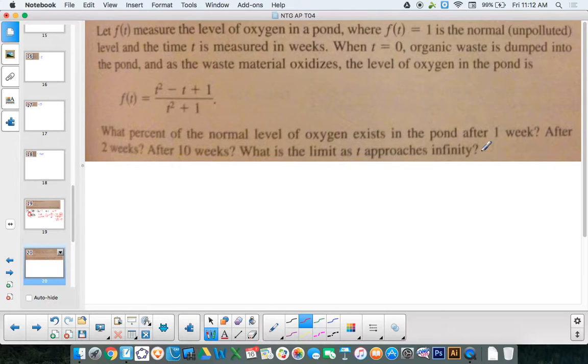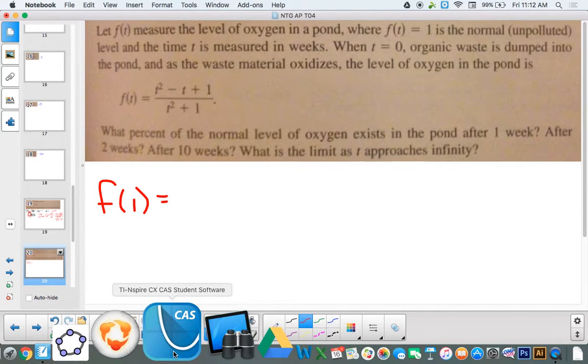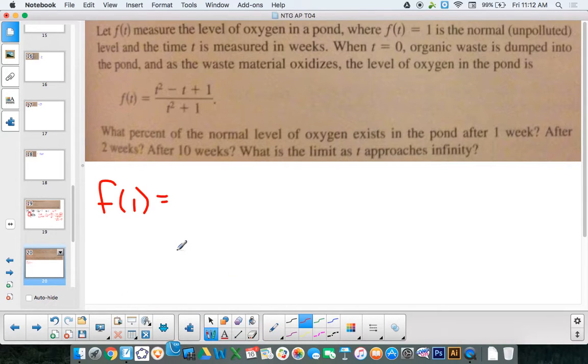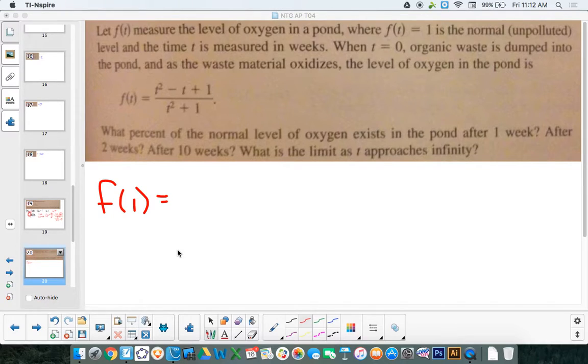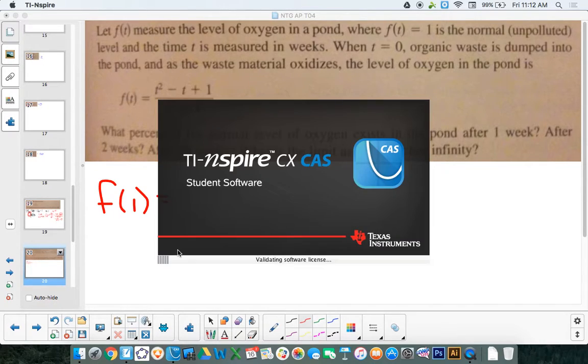Well, quite simply, after 1 week, we'll plug in 1. f of 1 equals, and this is a good one to do on the calculator. So let's open our graphing calculator here. While you're waiting for it to open, put the function into the calculator. Practice doing that. I will show you how to do it on the Inspire. Most of you don't have that, so get it into y1.